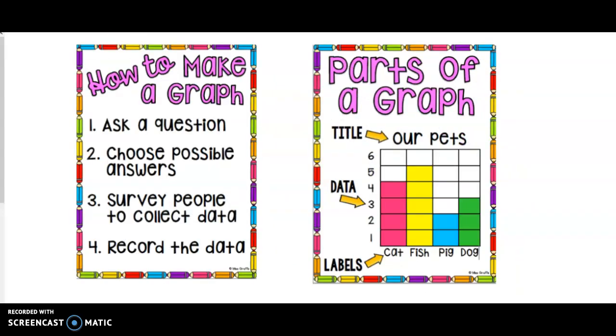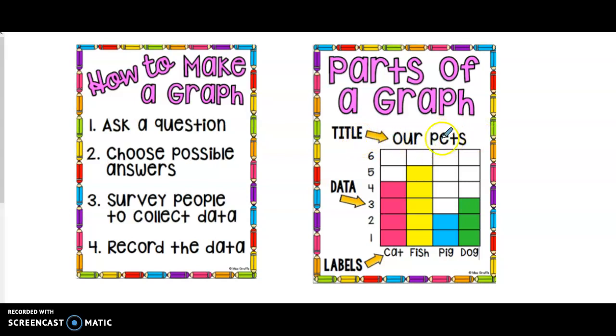Now, when we make a graph, we need to first ask a question, second, choose possible answers, third, survey people to collect the data, and fourth, record the data. So if you look over here, it says parts of a graph. Now, every graph has different aspects or elements to it.